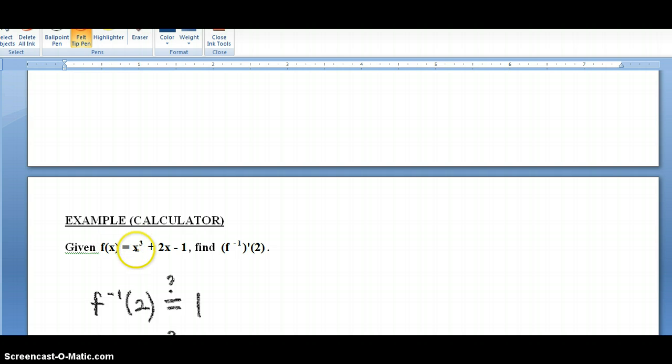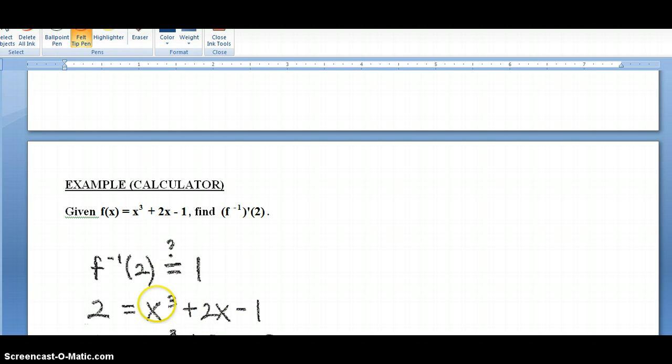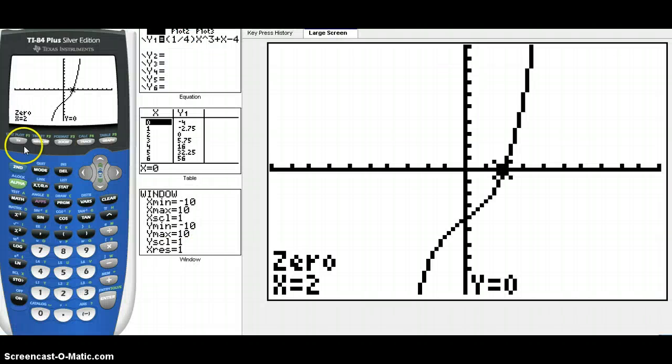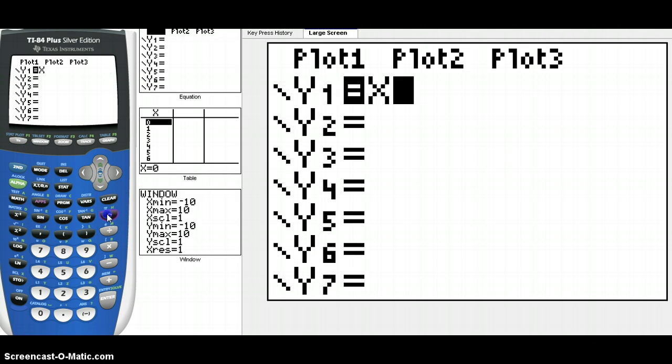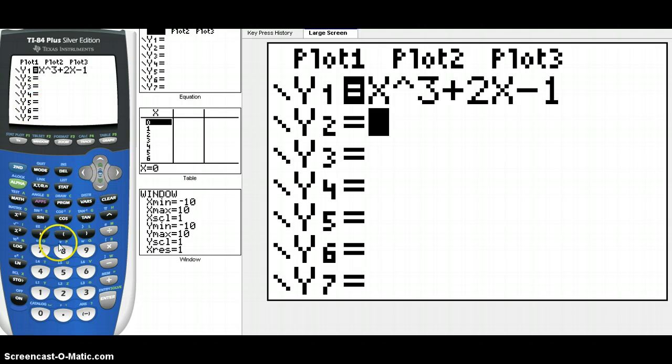Well, if I wanted to know where f inverse of 2 equals 1, I'm really asking myself, where does my function equal 2? Two ways I could do that. I could either graph x cubed plus 2x minus 1, and then make the horizontal line y equals 2.